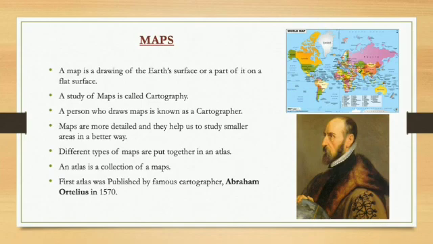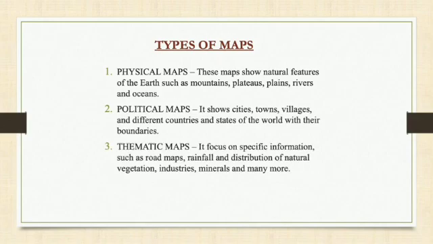Now we study about the types of maps. There are 3 different types of maps: physical, political and thematic maps. Physical maps show natural features of the earth such as mountains, plateaus, plains, rivers and oceans. Political maps show cities, towns, villages and different countries and states of the world with their boundaries. Thematic maps focus on specific information such as road maps, rainfall and distribution of natural vegetation, industries, minerals and many more. So these are the 3 types of maps: political, physical and thematic maps.